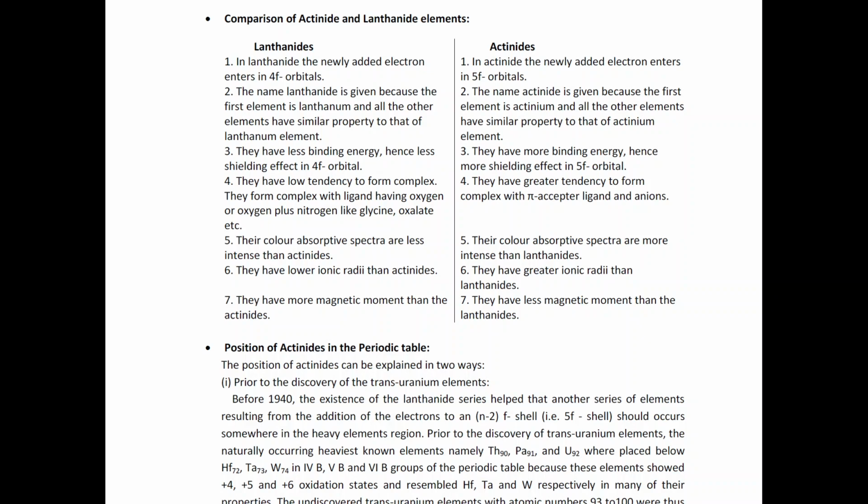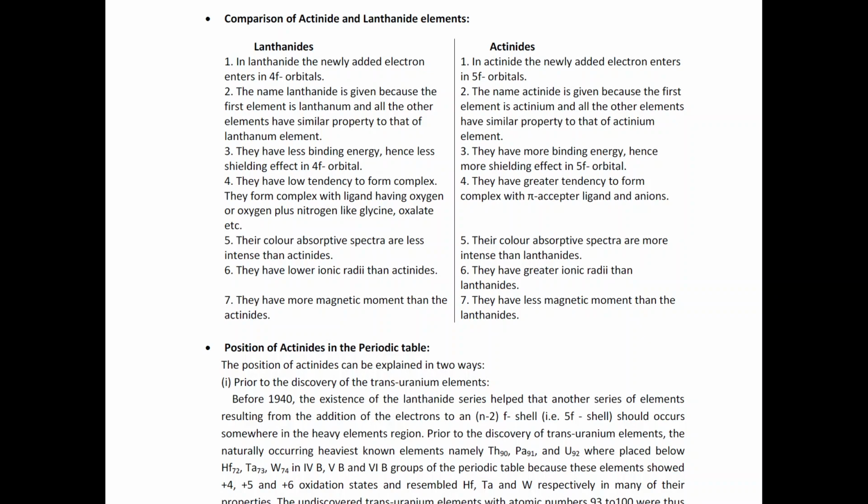They have more binding energy, hence more shielding effect in the 5f orbital. They have low tendency to form complexes. They have greater tendency. Their color absorption spectra are less intense than actinides. Their color absorption spectra are more intense. They have lower ionic radii. They have higher ionic radii. They have more magnetic moment. They have less magnetic moment.